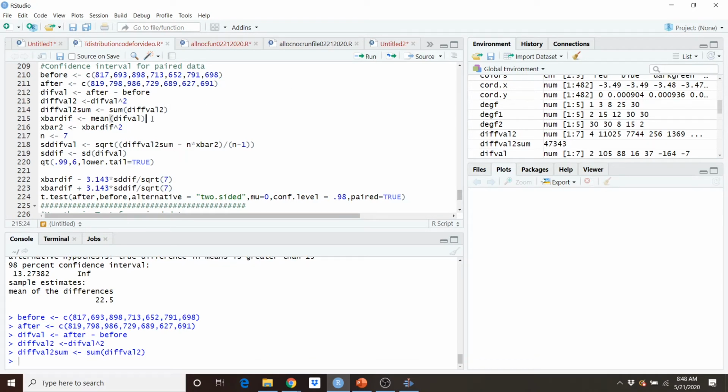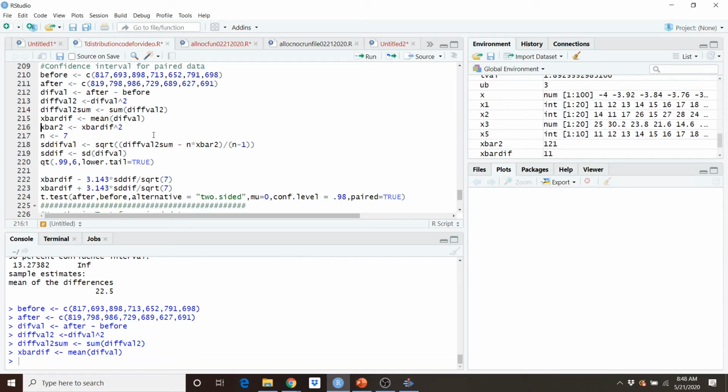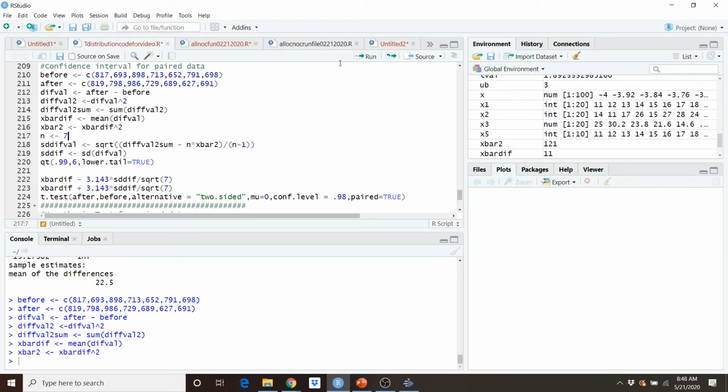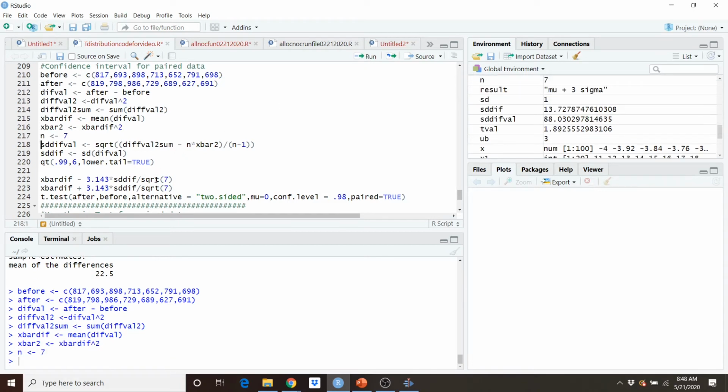X bar diff I'll call the mean of my differences. X bar 2 is going to be the squared mean of those differences. Remember, n was 7. So if I look at the standard deviation of these differences, here I'm doing this the long way, the square root of the sum of the squared differences minus n times the squared mean of the differences divided by n minus 1.